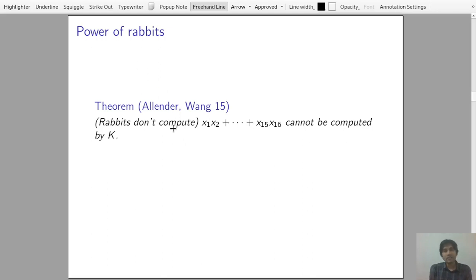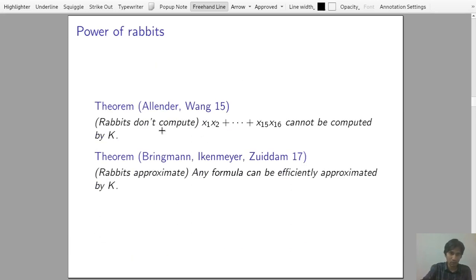So how powerful is the computational model which we call K? In 2015, Allender and Wong showed that this polynomial x1 x2 plus x3 x4 plus etc. up to x15 x16 cannot be computed by K. On the other hand, if you look at this polynomial, its formula complexity is at most 15, whereas its K complexity is infinite. Therefore, K is not a very good computational model for computing polynomials.